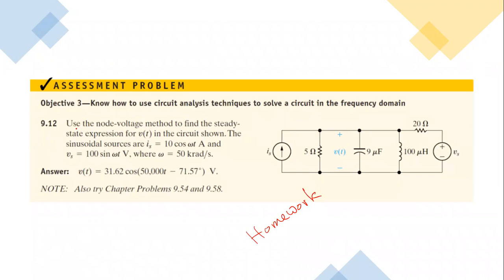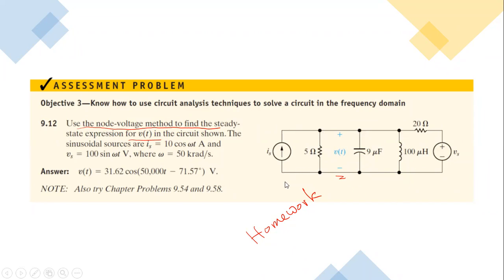What we need to do is to use the nodal voltage method to find the steady state expression of v of t. As you see here, we have a voltage, the same voltage which is across this resistor, across this capacitor, or across this inductor, because they are connected in parallel. So if you know the current in any of these components, you multiply it by the component's impedance.